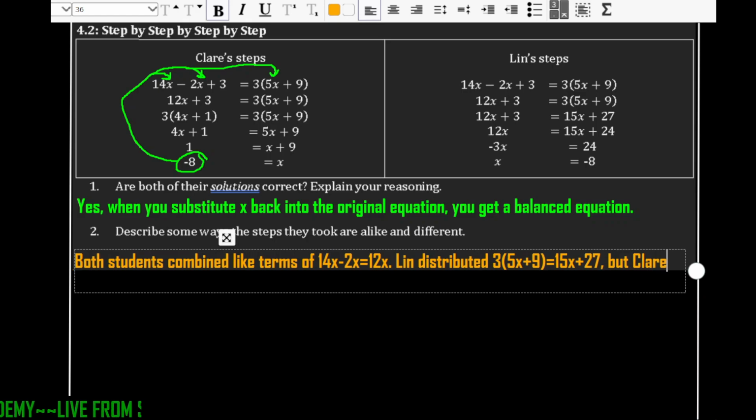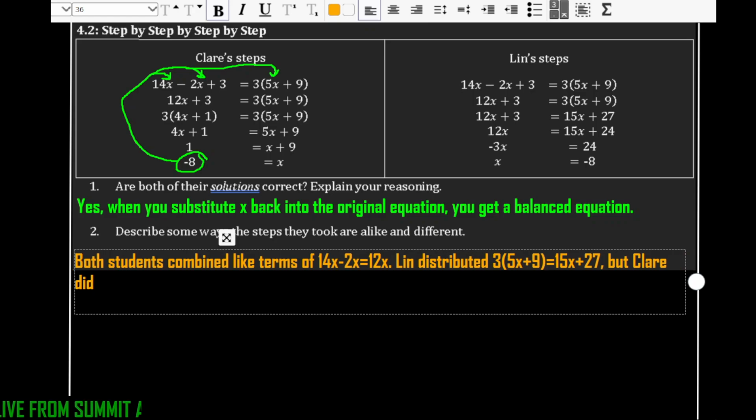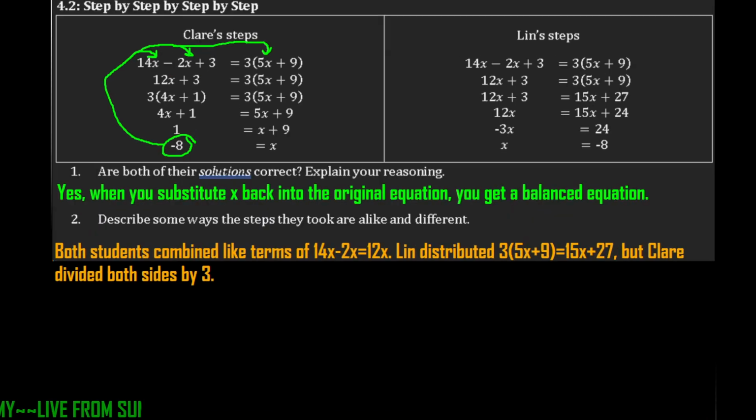Claire, you'd say divided both sides by 3. So let me point out what I'm talking about. What I'm referring to is this third line. Notice how in Lynn's step, they multiplied each of these terms by 3. So they did 5 times 3, or 3 times 5x and 9 times 3 to get 15x plus 27.